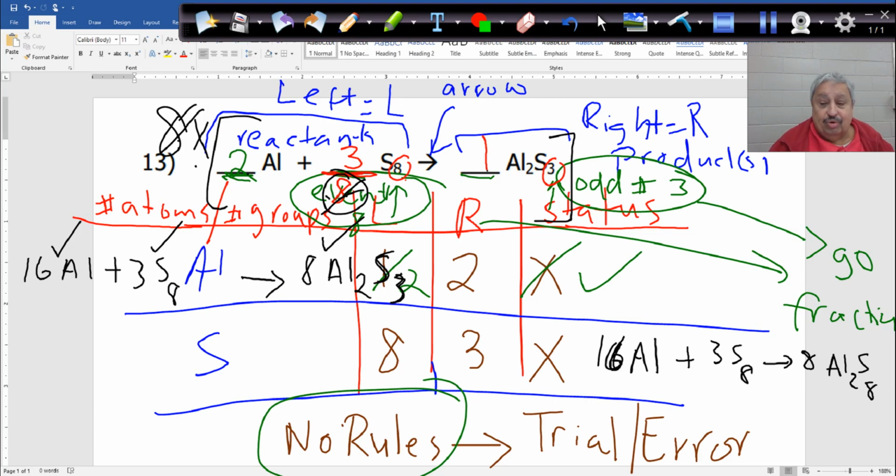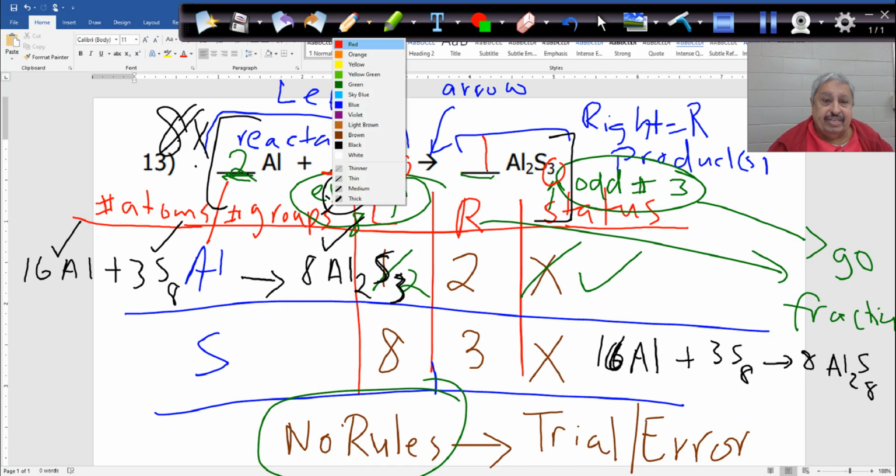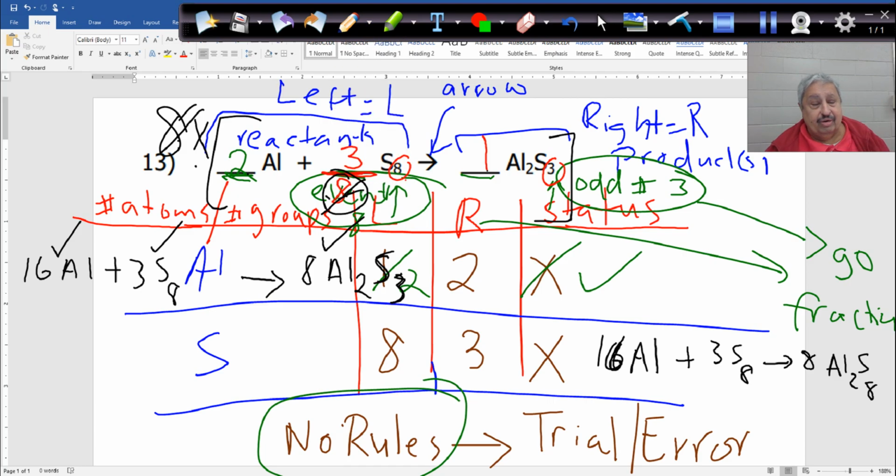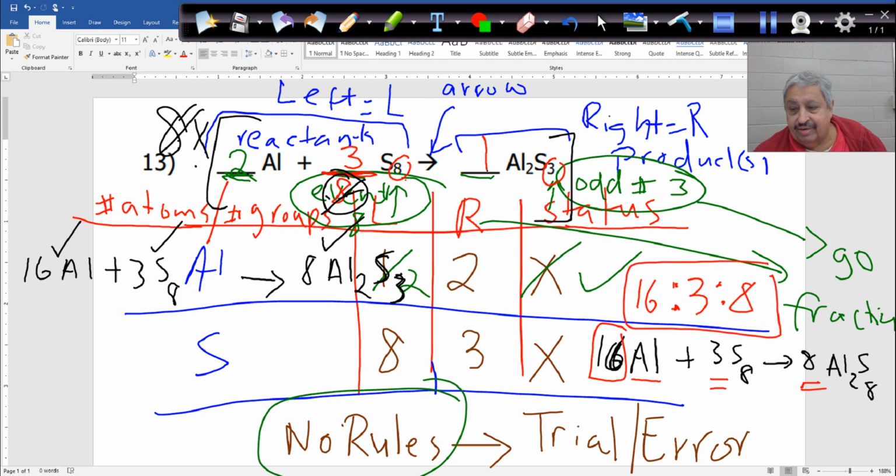We have to know the mole ratio or the coefficient ratio. So those are numbers in front of each compound or chemical. So in front of aluminum, we have what? 16. And then 2. 16, 2. This is a ratio. 2, what here? 3. And what here? 8, correct?